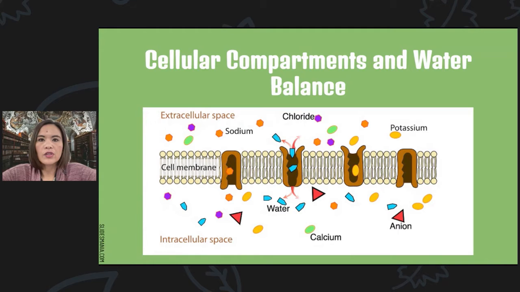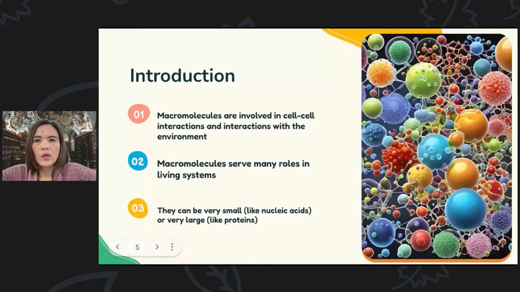So, just to give you a quick review, your cells, especially animal cells, have a cell membrane. Now, for plants, they have a cell wall. Now, there are cellular compartments that are located along the boundaries of your cell membrane. This maintains water balance in and outside of the cell. So, just a quick introduction.